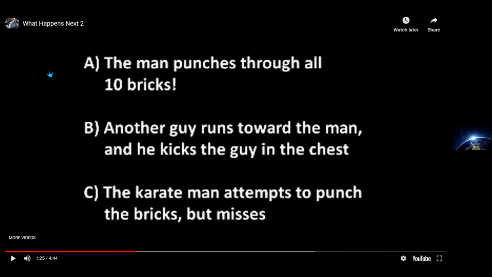What happens next? Another guy runs to the man and he kicks the guy in the chest. Okay, all right, cool. Jasmine, what's your prediction? The man attempts to punch the bricks but misses. You think the man attempts to punch the bricks but misses.